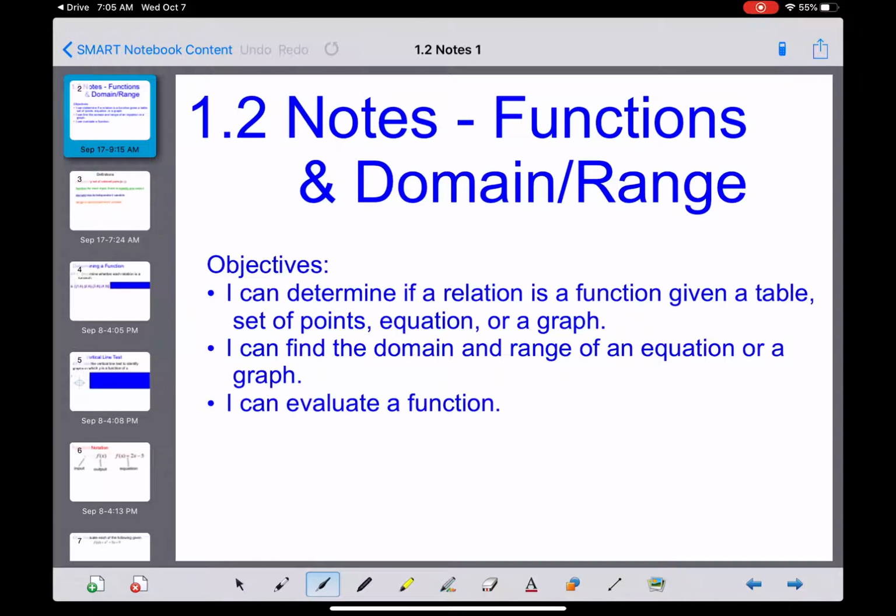Good morning, everyone. Today we are starting our next chapter, Chapter 1. We're going to skip section 1.1 and head right into 1.2, which are notes on functions and domain and range.